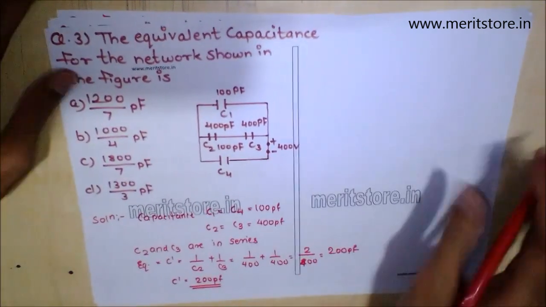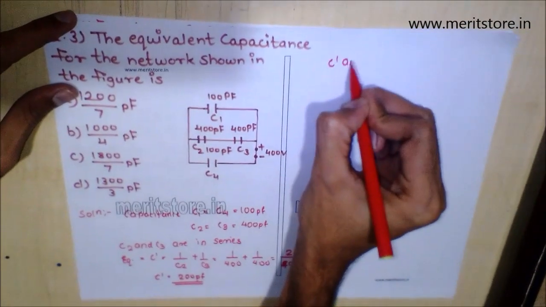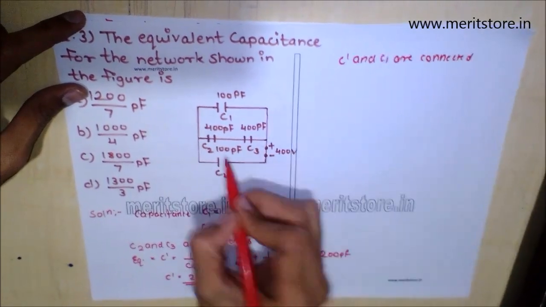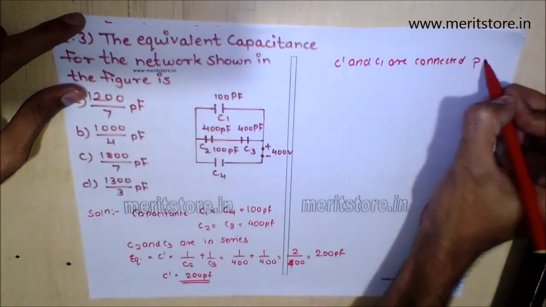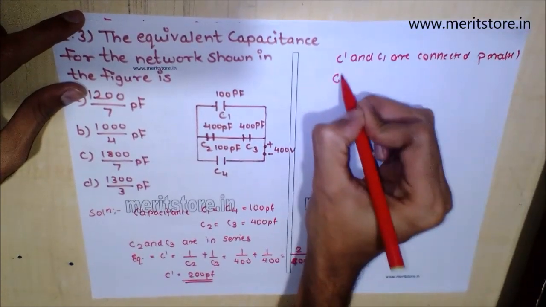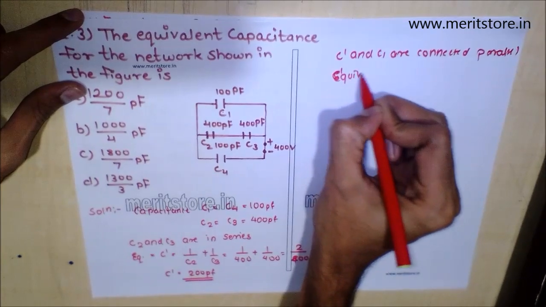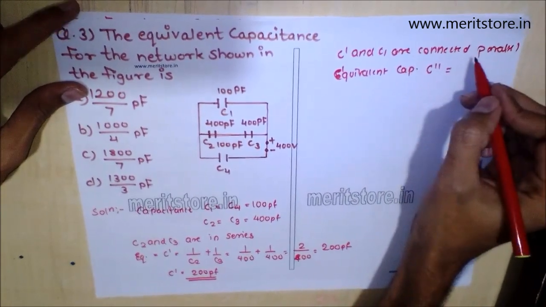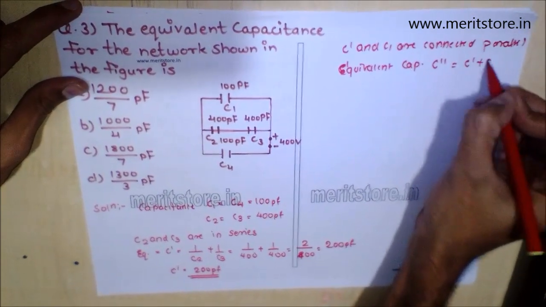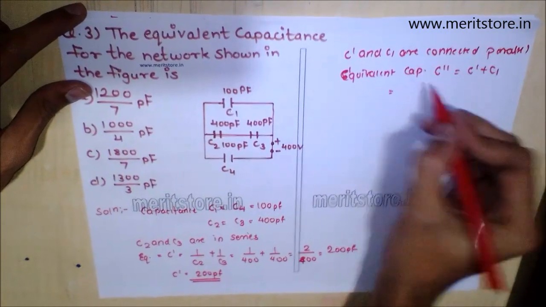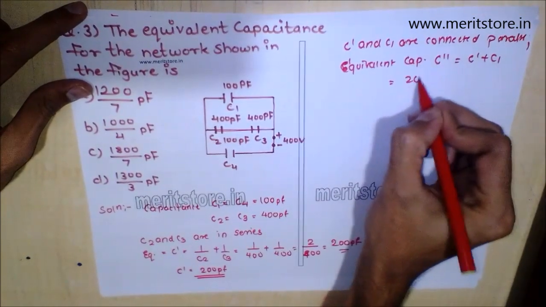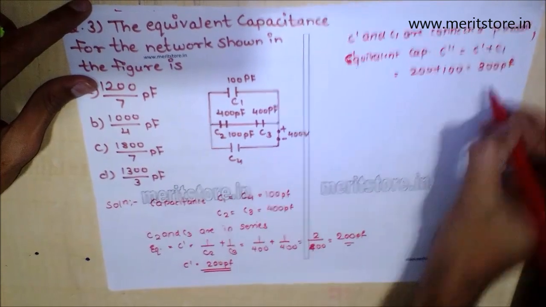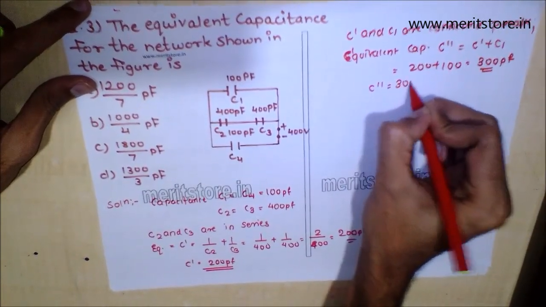Okay, now again C prime, total of this, and C1 are connected in parallel. So according to that we take again an equivalent capacitance C double prime, which is equal to, for the parallel capacitances, C prime plus C1. So here we have C prime equal to 200 picofarads plus C1 equal to 100, that is around 300 picofarads. Okay, so we got C double prime equal to 300 picofarads.